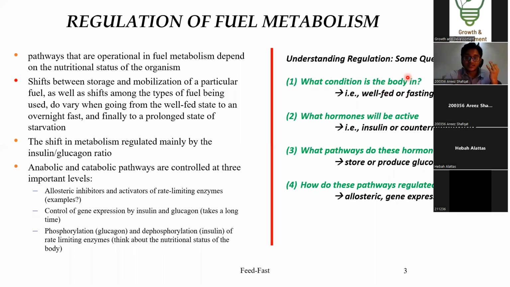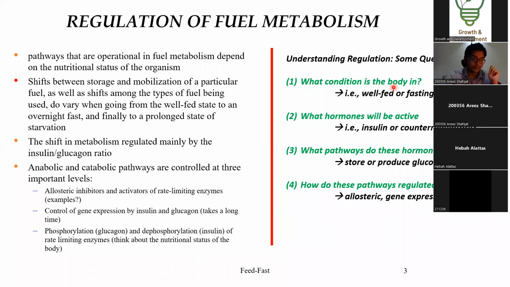Firstly, what condition is the body in? I.e., is it well fed, or is there high blood glucose, or is the body starving or fasting, or if there's low blood glucose. So let me ask you guys to answer these questions for me. If the body is well fed, what hormone will the body release?